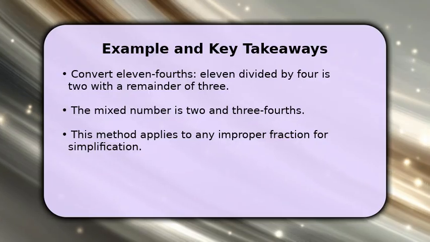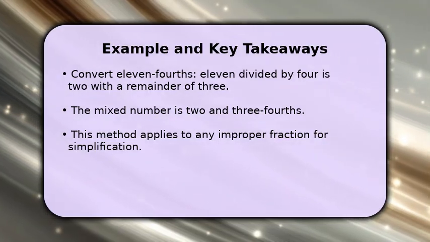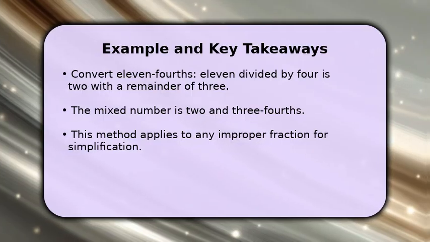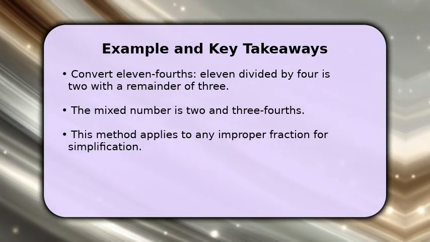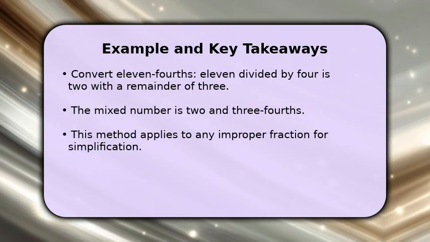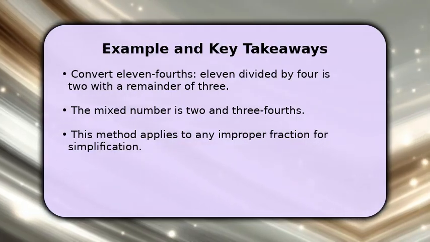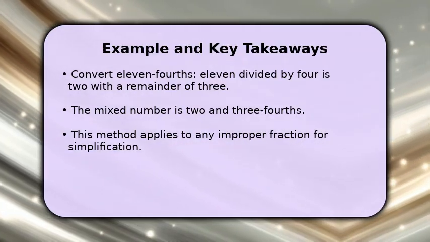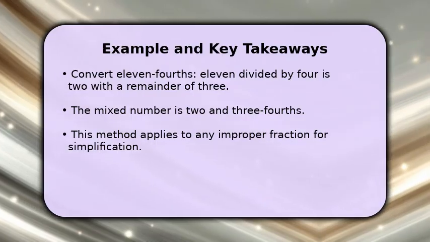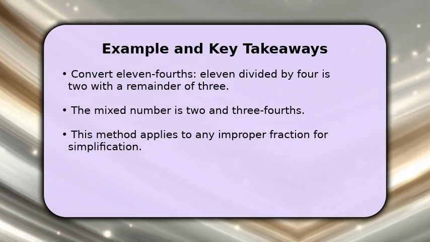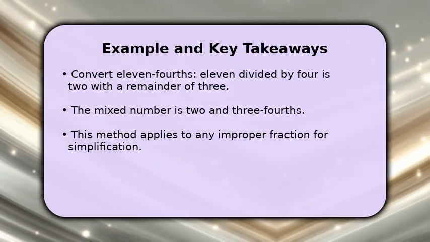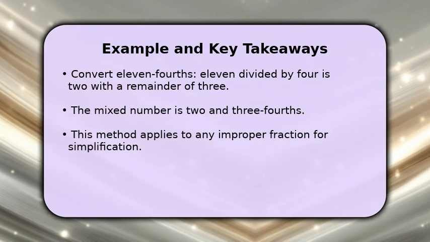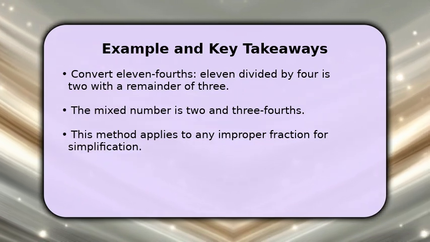Let's try another example, converting 11/4. Divide 11 by 4, which gives you 2 with a remainder of 3. So, your mixed number is 2 3/4. Remember, the whole number is the quotient, the remainder is the new numerator, and the original denominator stays. This technique is incredibly useful for simplifying fractions and understanding quantities more intuitively in everyday math.